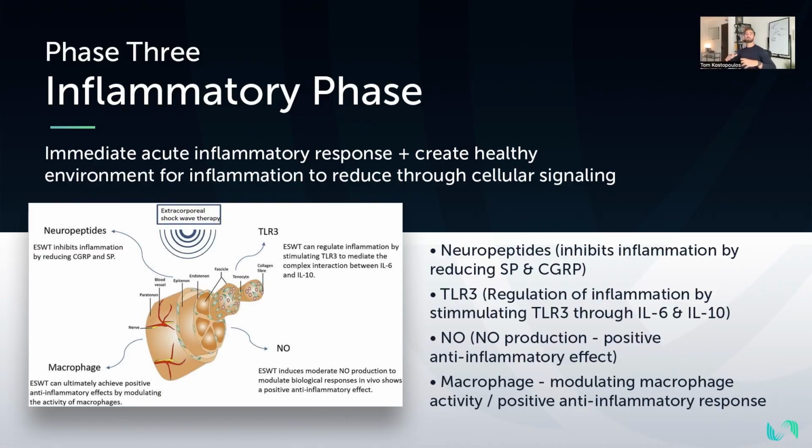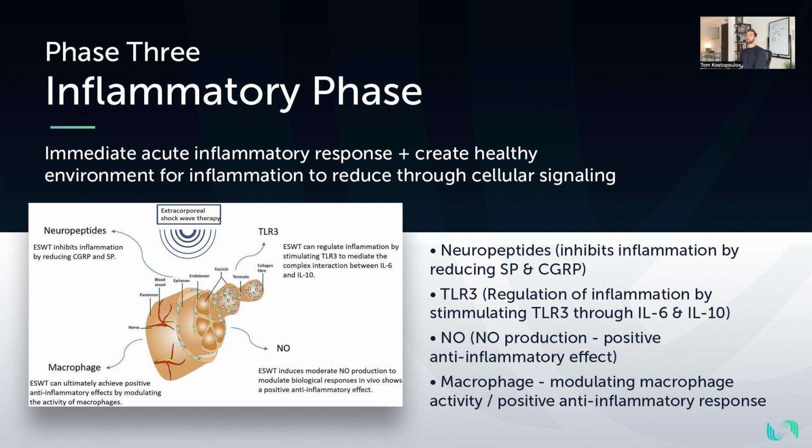And while not everything is perfectly understood, the inflammatory phase can be best broken down into 4 categories, which I'll briefly cover right here. The first is neuropeptides. When we think of neuropeptides, we generally don't think of Shockwave or this type of technology, but it can actually inhibit inflammation by reducing SP, or substance P, and CGRP. So by reducing those, we can inhibit inflammation.